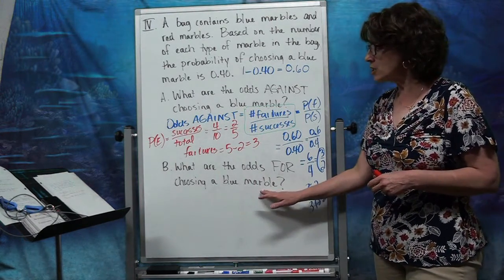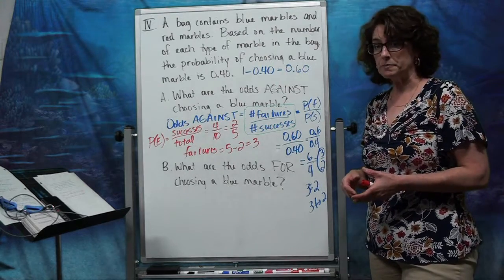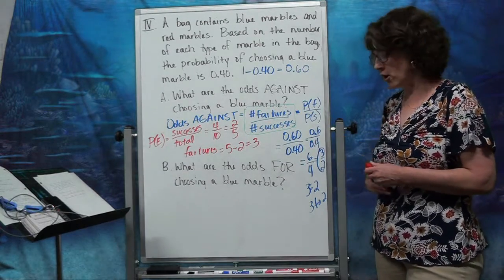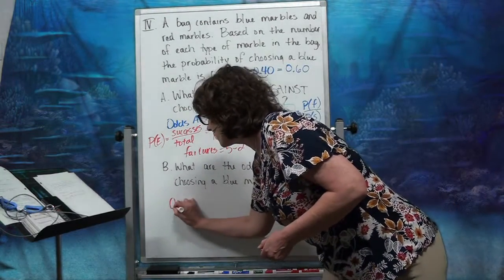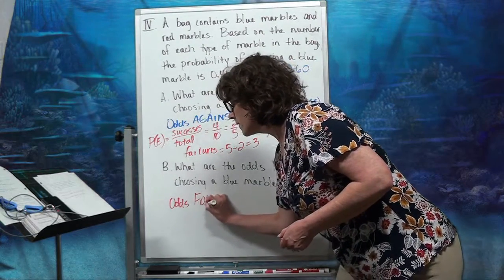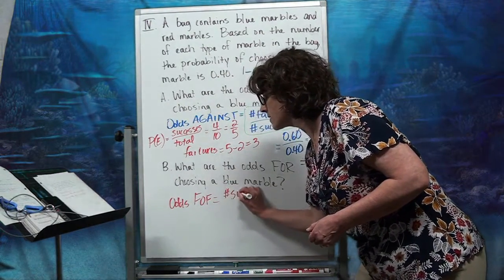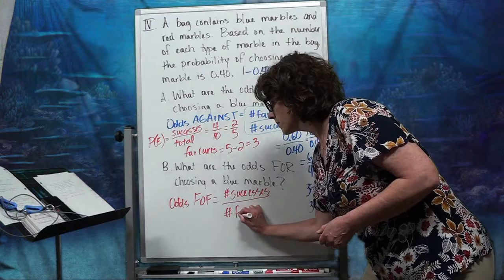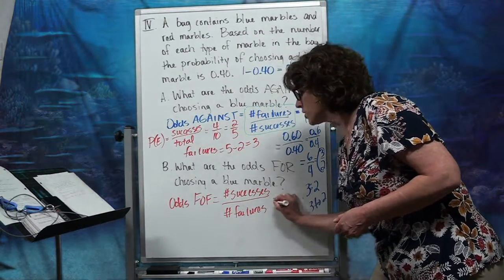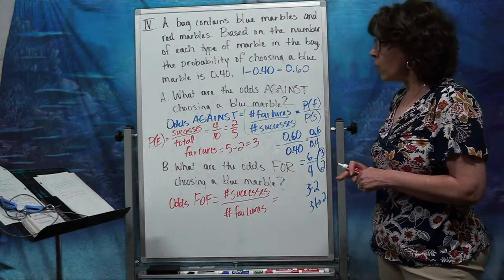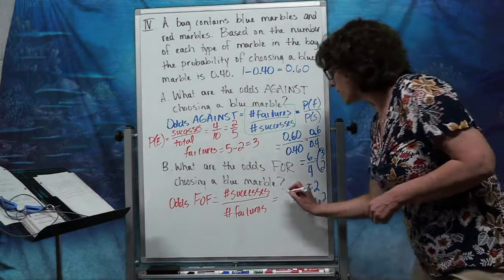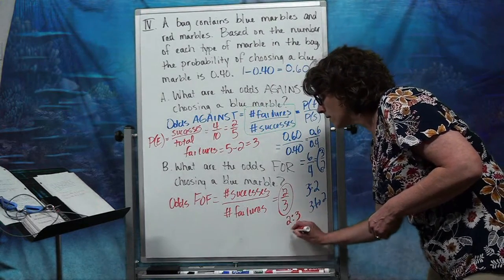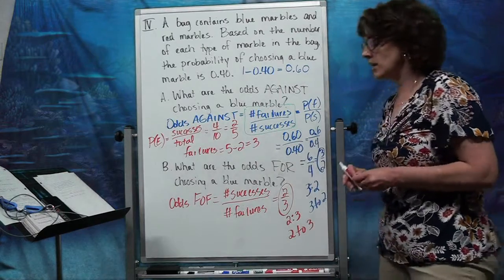Now using that, we can look at this question that asks, what are the odds for? Once again, if I have calculated odds against, all I have to do is flip it for odds for. Because odds for, recall, is the number of successes over the number of failures. We just figured that out a couple of ways. One is that I figured out 2 successes and 3 failures, so I've got 2 to 3, which can be written as 2:3 or 2 to 3. Any of those is perfectly fine.